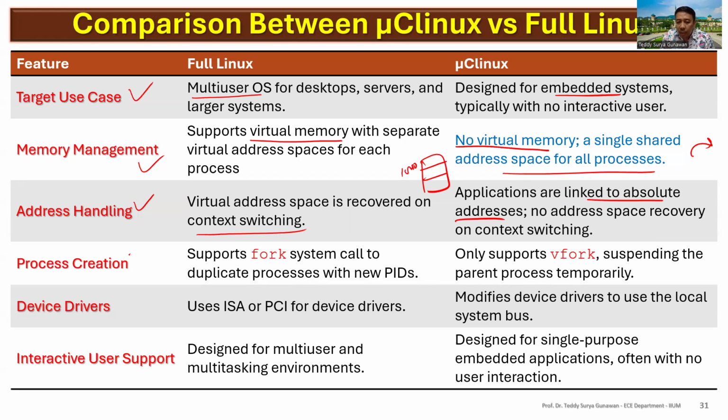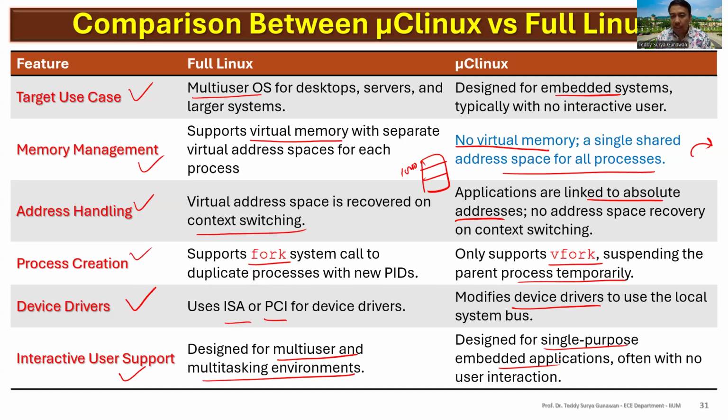Process creation: full Linux supports fork, while here only vfork is supported, suspending the parent process temporarily. So only one process at a time can run. You can create a new process, but only one process can run at a time. Device drivers: full Linux uses ISA or PCI for device drivers, while here the device driver is modified to use the local system bus. On interactive user support: full Linux is designed for a multi-user, multitask environment, while this is designed for single-purpose embedded applications.